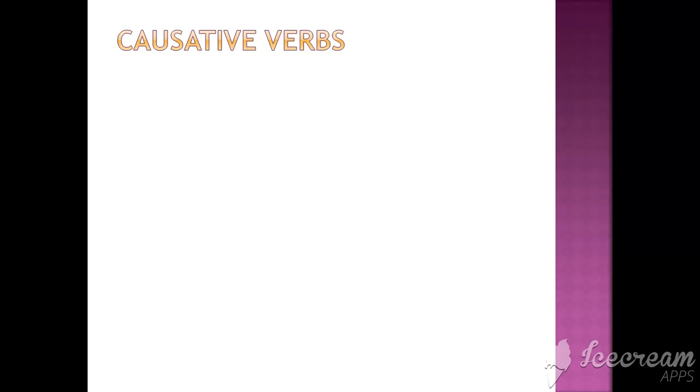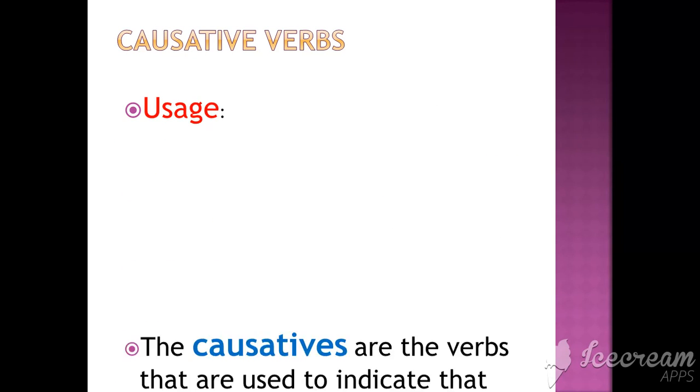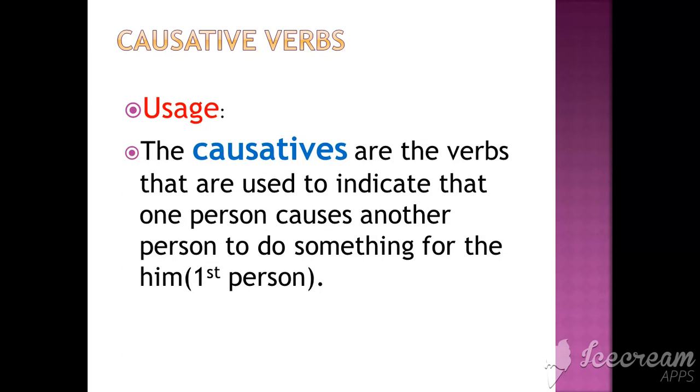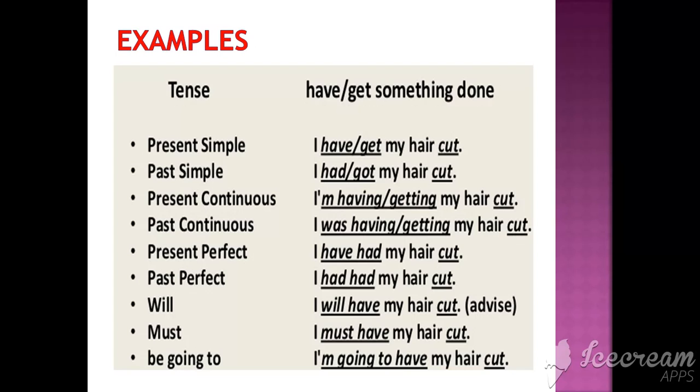Now let's move to the causative verbs. The causatives are the verbs that are used to indicate that one person causes another person to do something for him. We usually use have or get. For example, if we're talking about present simple and you are saying that someone usually cuts your hair every week or every month, so you say I have, or you say I get my hair cut every month.